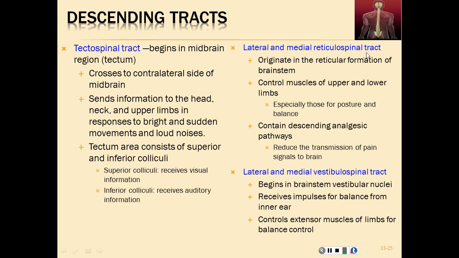Now the lateral and medial reticulospinal tracts originate in the reticular formation of the brain stem and control muscles of the upper and lower limbs, especially those for posture and balance. They contain descending analgesic pathways in which they're going to reduce the transmission of pain signals to the brain. Now our lateral and medial vestibulospinal tracts begin in the brainstem vestibular nuclei. They receive impulses for balance from the inner ear, and control extensor muscles of the limbs for balance control.